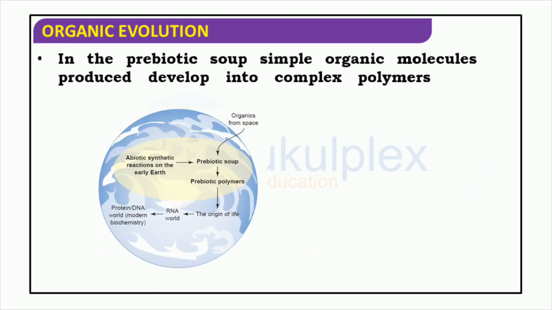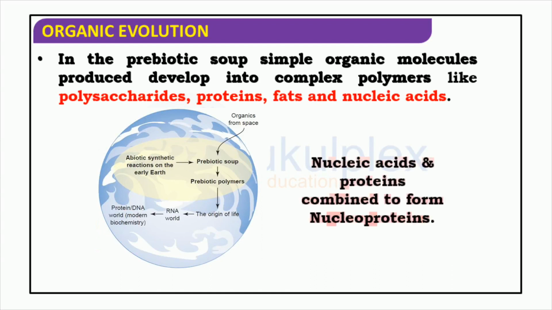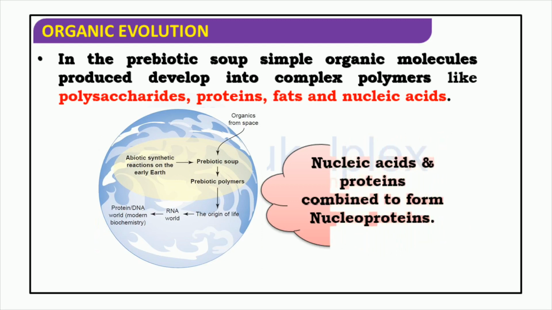Prebiotic soup is an environment containing simple organic molecules that were able to develop into far more complex polymers such as polysaccharides, proteins, fats, and nucleic acids. These substances combined with each other to form nucleoproteins, which became the building blocks for early life on Earth.